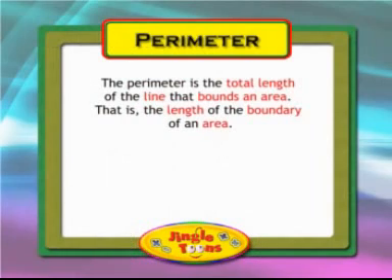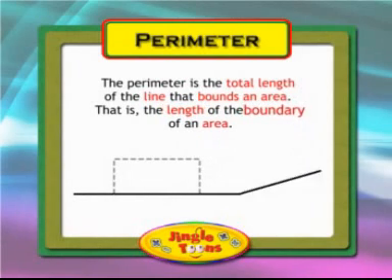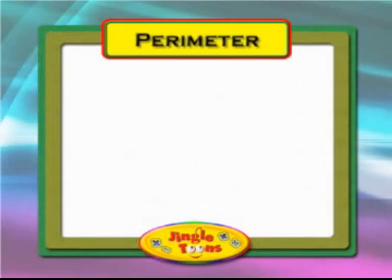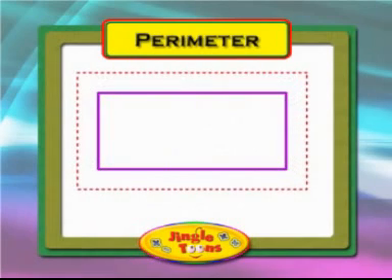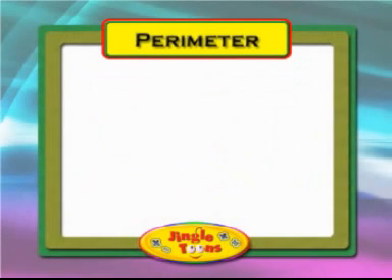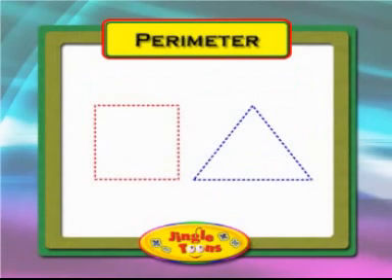Perimeter. The perimeter is the total length of the line that bounds an area. That is, the length of the boundary of an area. For example, if you create a rectangle of a thread, the length of the thread would be the perimeter of that rectangle. Same is the case with other shapes like square, triangle and etc.